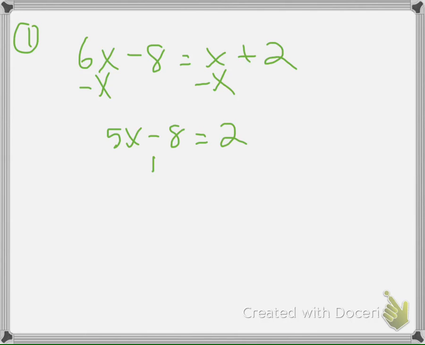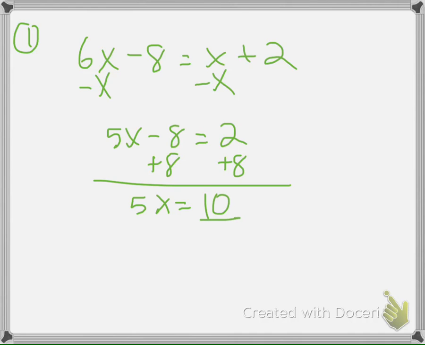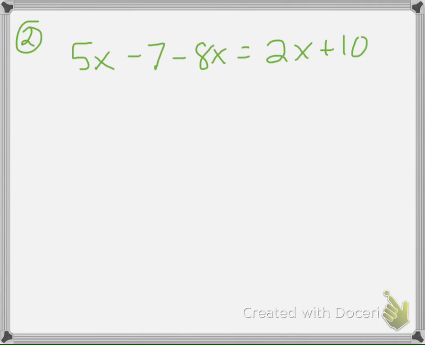Now I need to get x by itself, so I'm going to add 8 on both sides. That leaves me with 5x equals 10. Now I need to divide by 5 to get x by itself. 10 divided by 5 is 2. Pretty simple. Okay, problem number 2.